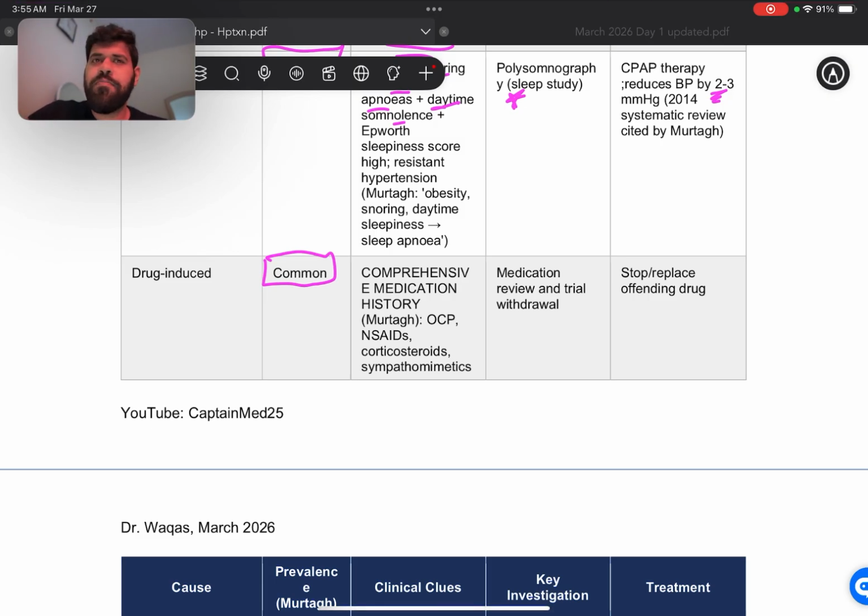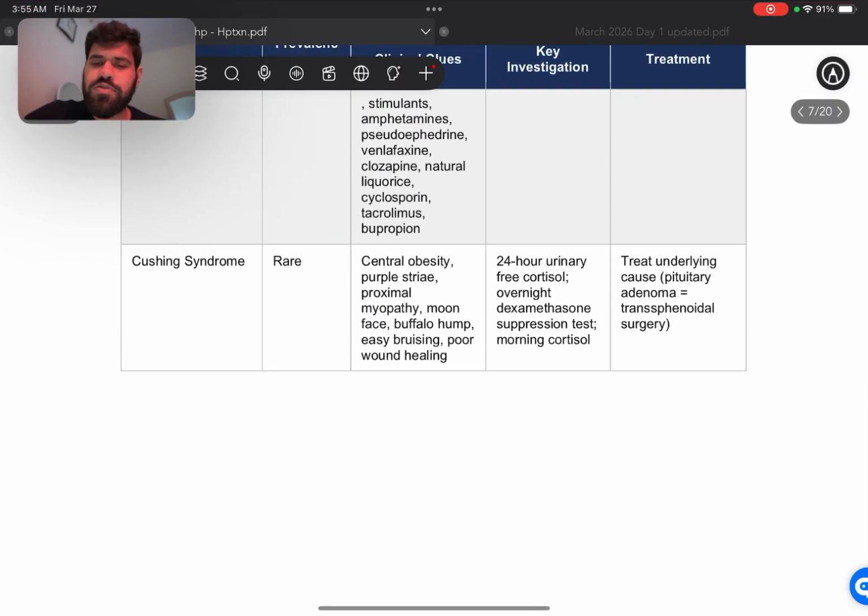Now, just a rule of thumb is that for all of these AMC questions, when they say that this person started taking the drug and then suddenly had adverse effects, the treatment is going to be stop those drugs or replace those drugs. All right.